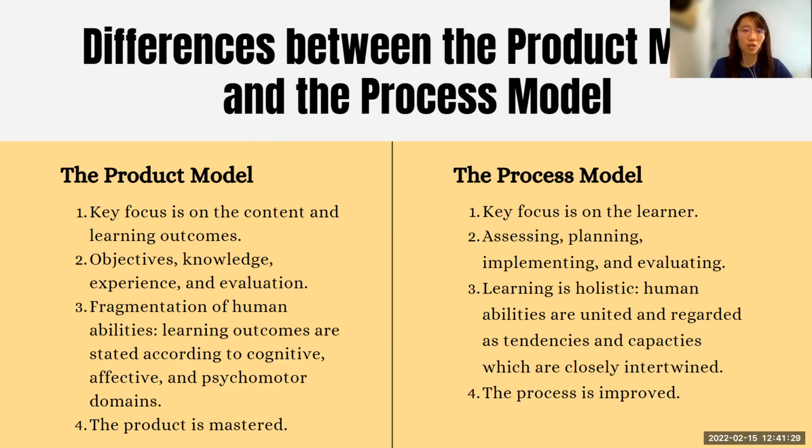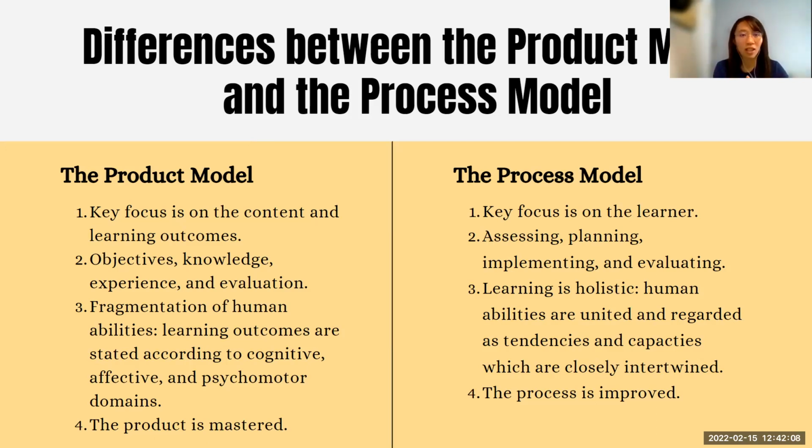From these words alone, you can see that the product model is focused on things like objectives, things that you can write down, knowledge, things that you can identify, evaluation like test papers. Whereas for the process model, assessing and planning are all processes. They cover a span of time where you spend this time planning out what you are going to do, and while you are planning, that is where you learn. So you can see how the product model focuses on objectives and identifiable things, but the process model is on the process.